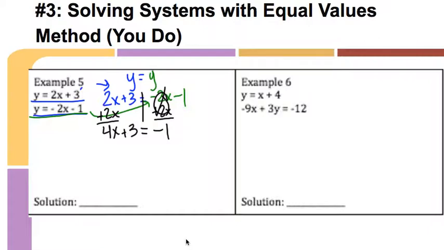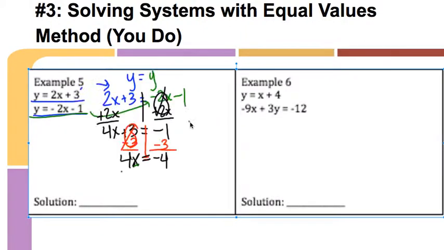This 4x is almost alone, but I want to get rid of this 3, so I'm going to use a zero pair or an inverse operation, however you want to think about it. So 4x is equal to negative 4. Here I need to use the inverse operation of multiplication. I divide 4 on both sides, so x is equal to negative 1.